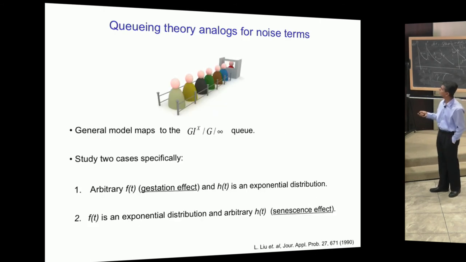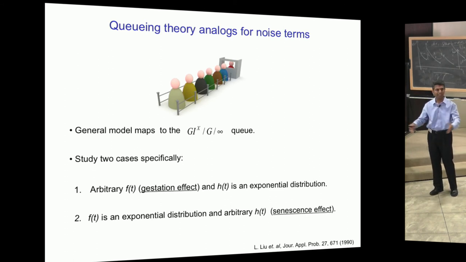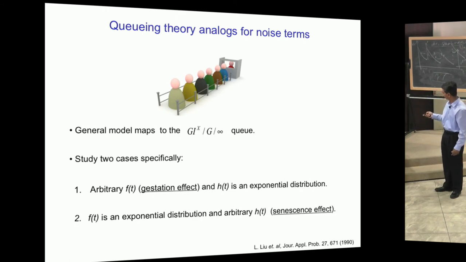So then we look at two particular effects. These have been named by Johan Paulsson's group as gestation and senescence. Gestation means that the arrival time distribution is not a simple exponential waiting time distribution, but more general. And senescence means that the decay of the protein is not a single step process, but can involve multiple steps.